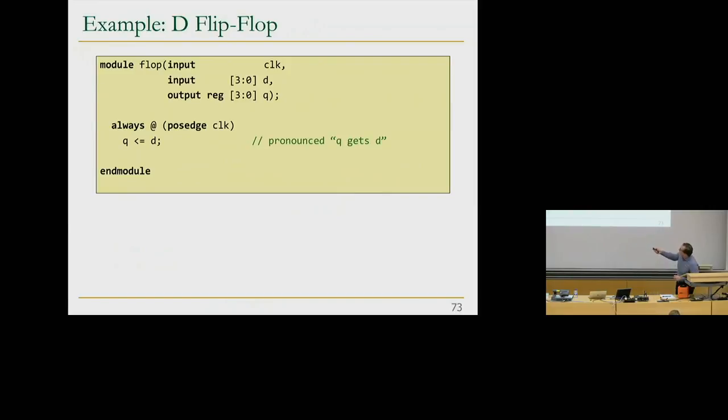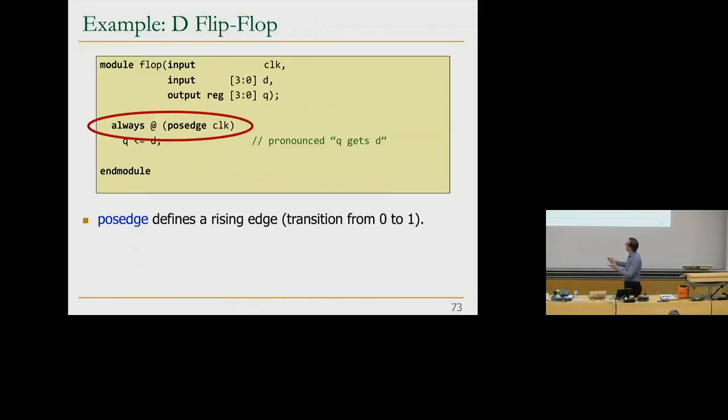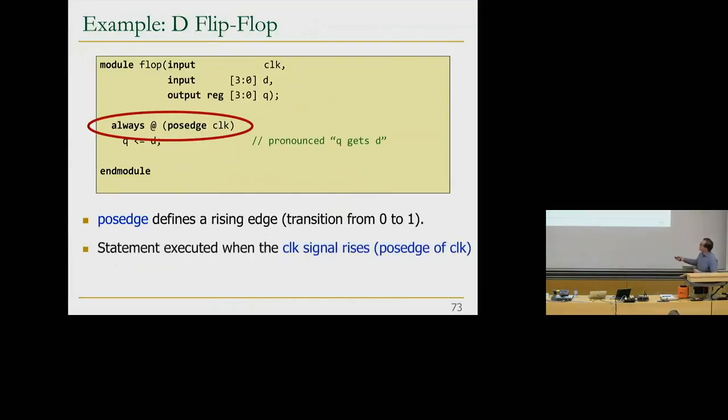Basically, the sensitivity list consists of the positive edge of the clock. When the clock is rising, meaning at the positive edge of the clock, Q gets assigned D. Otherwise, nothing happens here, and Q stays with the value that it had before. The positive edge basically defines a rising edge, a transition from 0 to 1, and the statement is executed when the clock signal rises. Once the clock signal rises, the value of D is copied into Q.